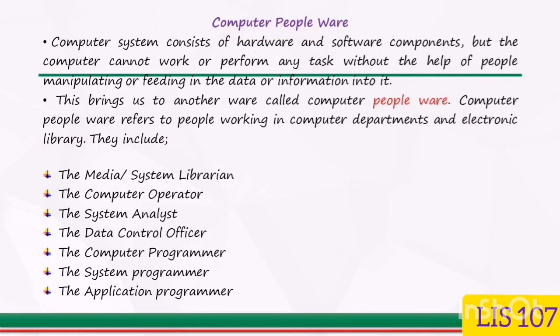Now, finally, our computer people ware. Remember that in the beginning, we said that the hardware and the software will not work until there are people that input instructions. The computer cannot work on its own without the help of people, either manipulating it or feeding it with information. And that's why we call them the peopleware. Now, who are the peopleware? We have our media or system librarian who works in the library. We have the computer operator. We have the system analyst, we have the data control officer, we have the programmer, we have the system programmer, and we have the application programmer.